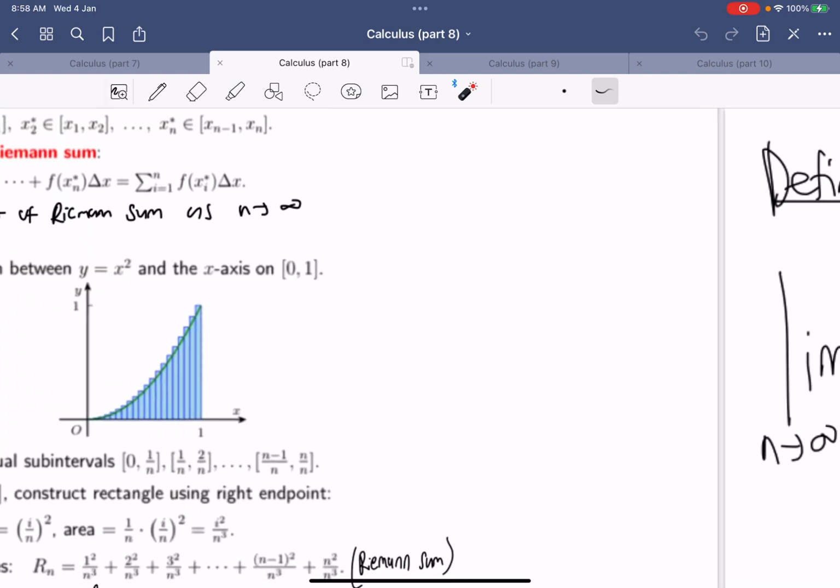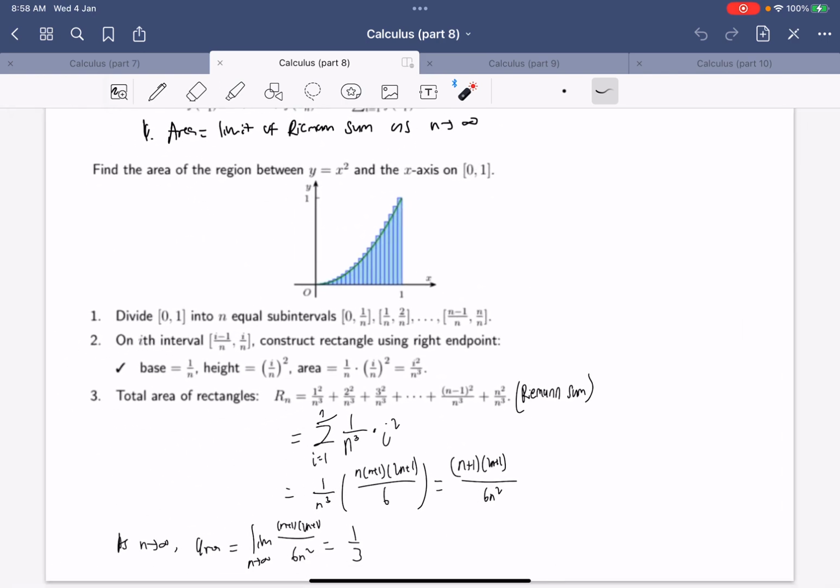So we'll see an example to better understand it. For example, let's find the area under the graph of y equals x squared from 0 to 1. You divide the interval 0 to 1 into subintervals of width 1 over n, and for each interval you choose a sample point, in this case the right endpoint. Now the area of one of these rectangles is i squared over n cubed, and so the total area is this, and you can rewrite it in this form.